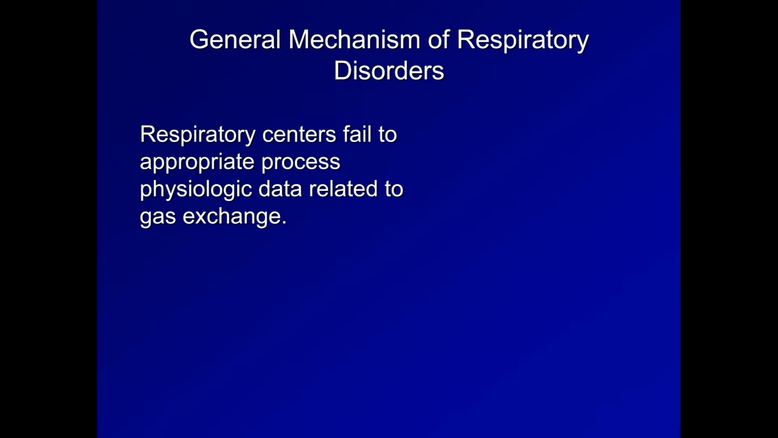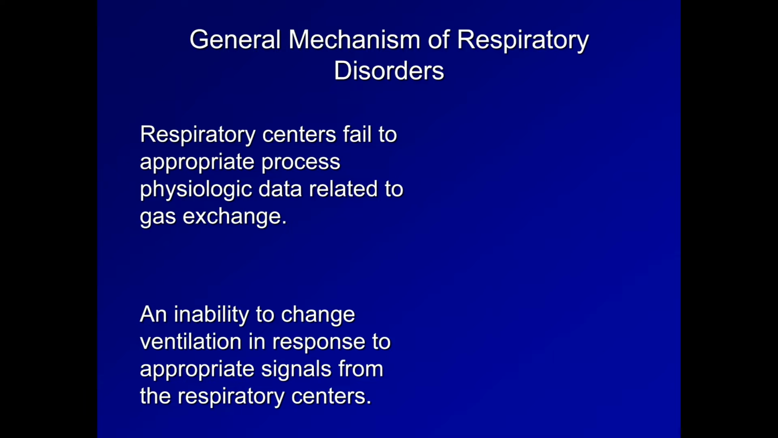Almost all primary respiratory disorders arise as a consequence of either one of two general problems. Either the respiratory centers of the brain fail to appropriately process physiologic data that would otherwise tell the body to increase or decrease ventilation in response to changes in gas exchange, or there is an inability to change ventilation in response to appropriate signals from the respiratory centers.